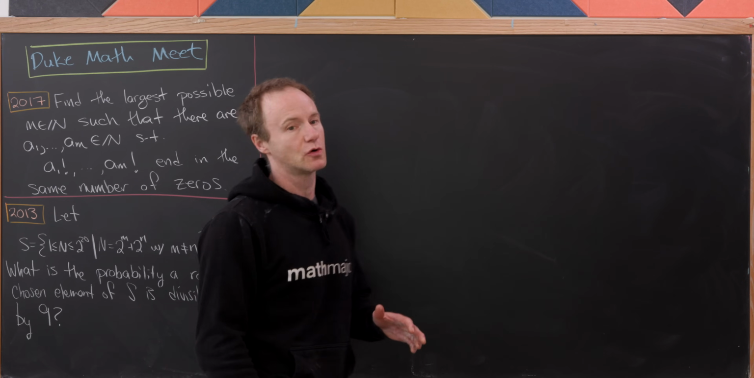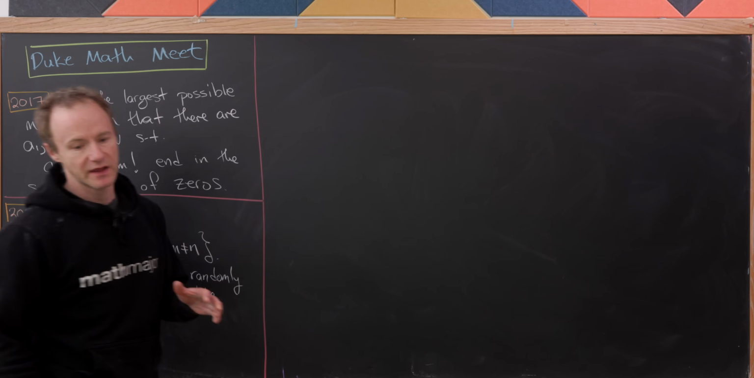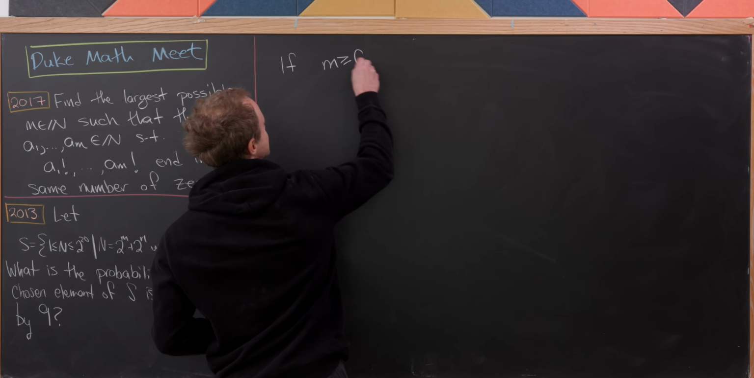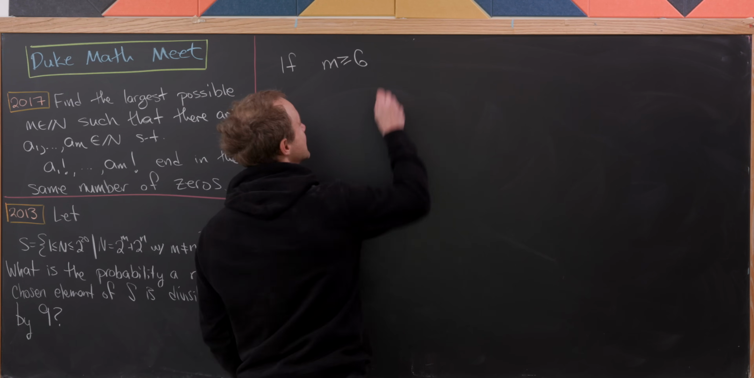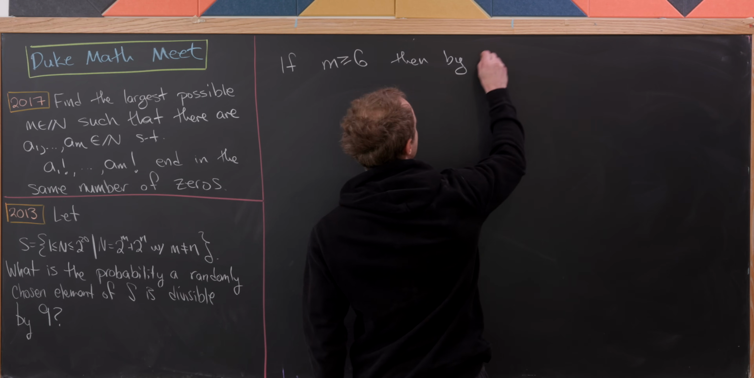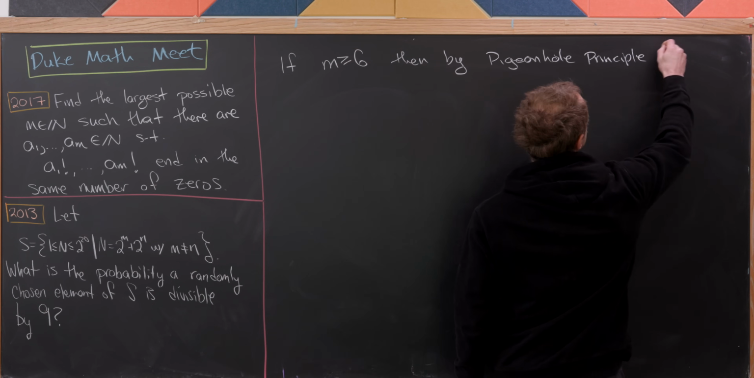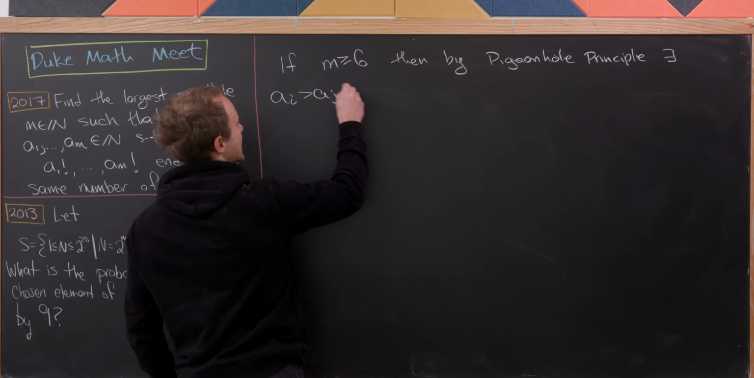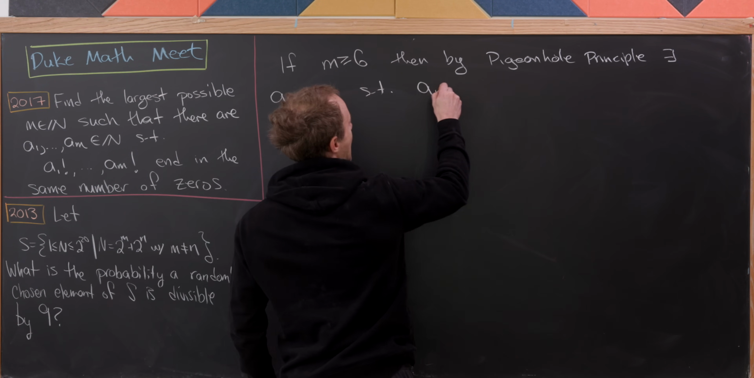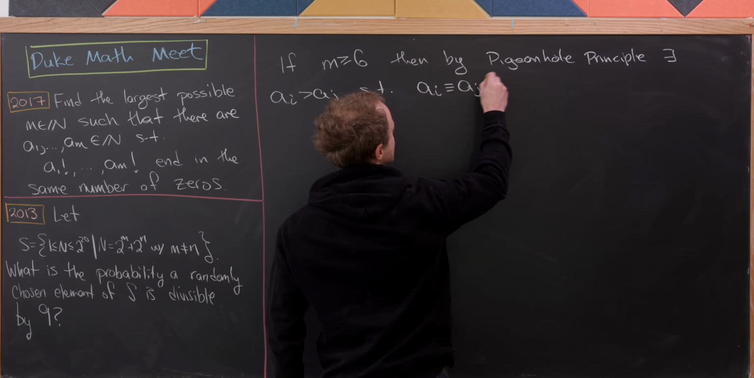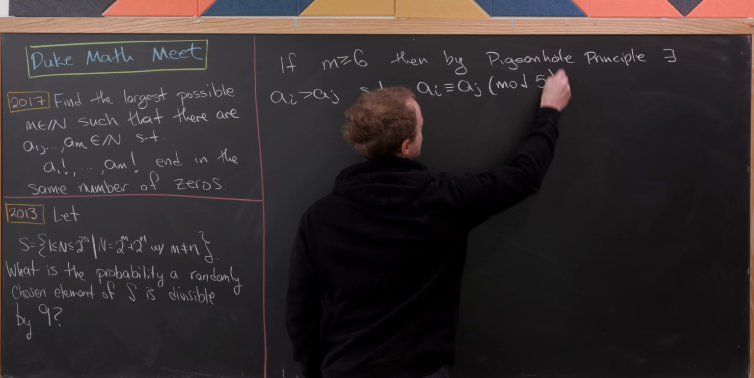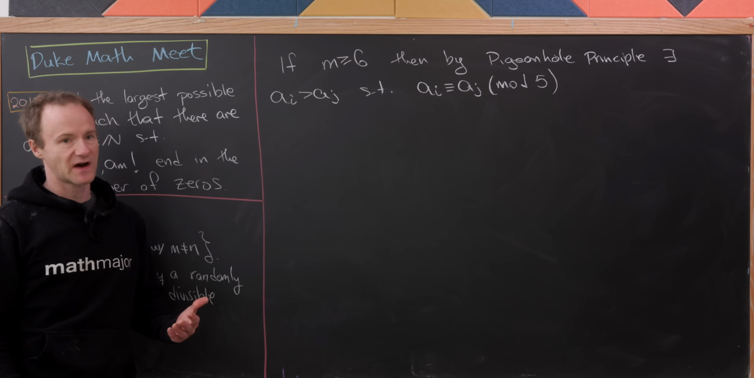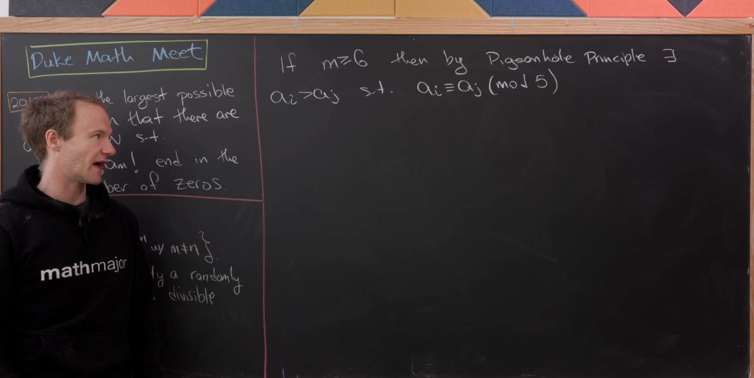Well, I'm going to use the pigeonhole principle here. In order to do that, it's going to go something like this. Let's observe that if m is bigger than or equal to 6, then by the pigeonhole principle, there exists an ai which is bigger than an aj such that ai is congruent to aj modulo 5. So why did I pick something mod 5? Well, we'll see why that'll work.